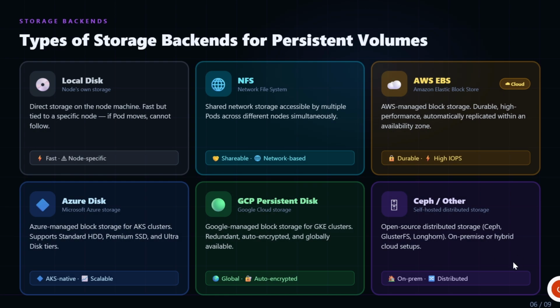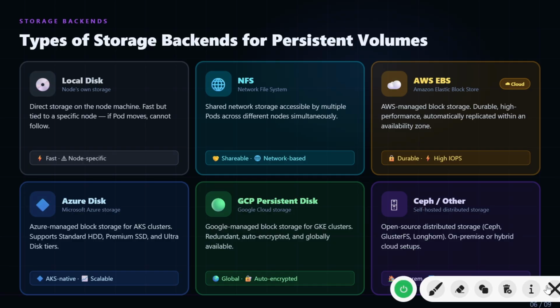And now let us see the types of storage backends for persistent volumes. There are many types, and we'll be discussing six majorly. First, local disk. It is the node's own storage, the direct storage on the node's machine. It is fast but tied to a specific node, so if the pod moves, it cannot move along with the pod. It is faster, but also there is a drawback, which is that it is node specific only. Outside of the node, it won't work.